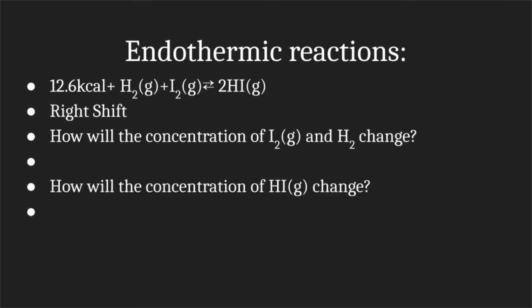So what does it mean if there's a right shift in this reaction? How will it affect the concentrations of the other species in the reaction? Well, since it's a right shift, we're going to make more products and use up more reactants. So the concentrations of reactants, such as I2 and H2, will decrease, and our products, such as HI, its concentration will increase due to the right shift.